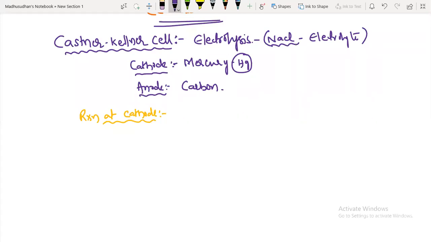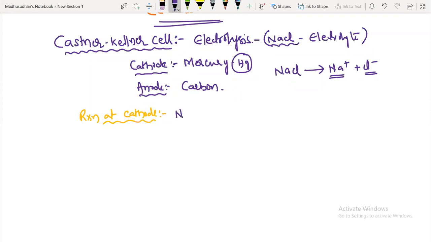Okay. On passing electricity into this sodium chloride, how will it dissociate? Na plus and Cl minus. This is the cation, this chloride is the anion. The cation moves towards the cathode side, right?